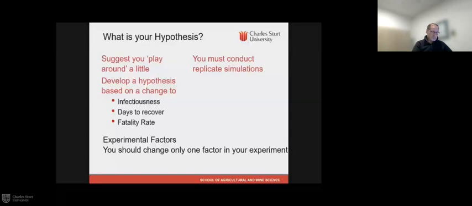So you must do replicate simulations. You should do at least 10 simulations of each of the control and 10 simulations of your treatment. You can do more if you wish. They don't take that long to run, as we'll see shortly if I can get this working.